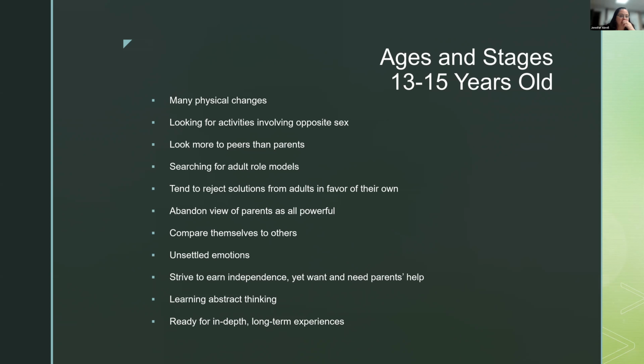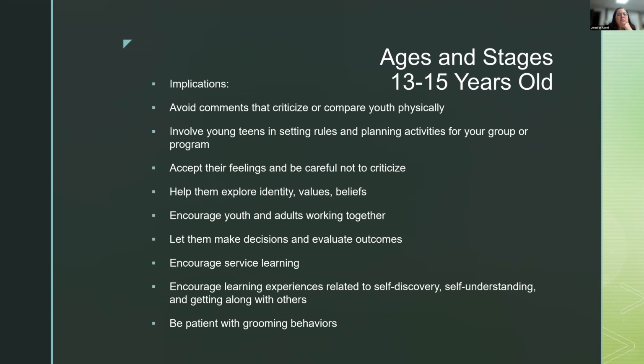So what implications? We want to make sure that we are talking about that physical stuff and how closely tied it is to their emotional and social aspects. We definitely want to avoid any kind of comments that criticize or compare their physical attributes to each other. And that's really hard, because one of the things that's very common and you wouldn't think is, oh, hey, your hair looks great today, and that might not be the best thing to say to a 14-year-old girl who thinks she had a bad hair day and her best friend got a great hair day. That may not be the best thing.